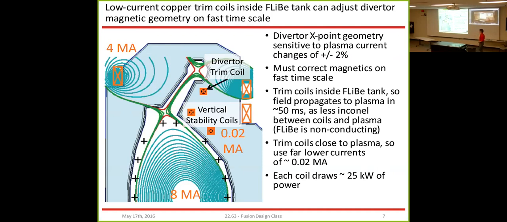And the fact that fly is non-conducting really helps out with this, because it means that fly is low conducting, I should say. It doesn't inhibit the propagation of the field from the coil to the plasma. In addition, the trim coils are close to the plasma, which means that they can use far lower currents. So just as a comparison, the plasma has about 8 megaamps. The diverter coils have 4 or 5 megaamps, whereas the trim coils and stability coils can run at about 0.02 megaamps. This also means that they only draw about 25 kilowatts of power because they're running a fairly low current.